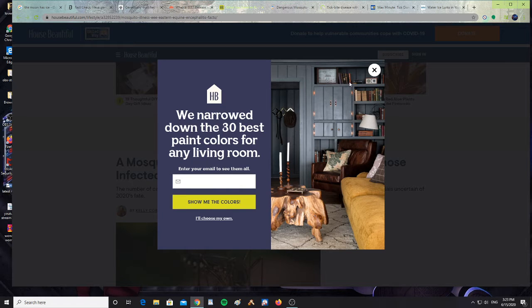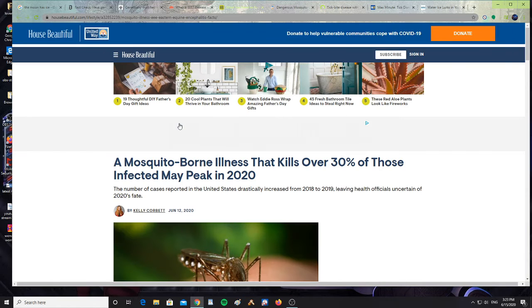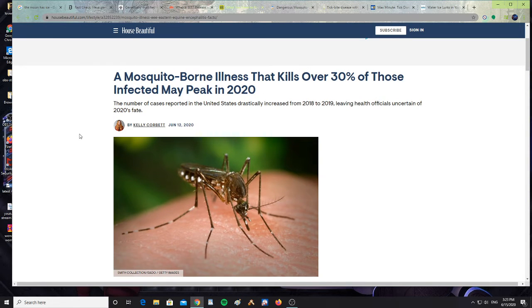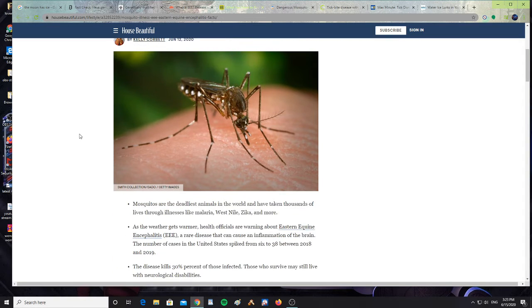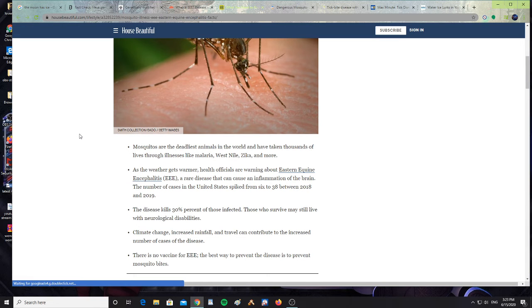A mosquito-borne illness that kills over 30% of those infected may peak in 2020. The number of cases reported in the United States drastically increased from 2018 to 2019, leaving health officials uncertain of 2020's fate. So does this have to coincide with them releasing these mosquitoes? Are these linked or related?